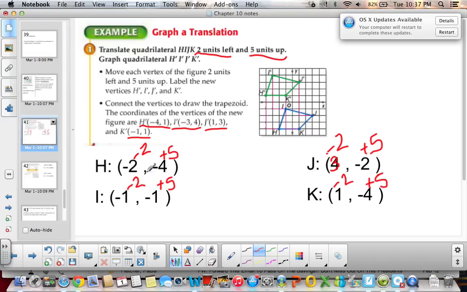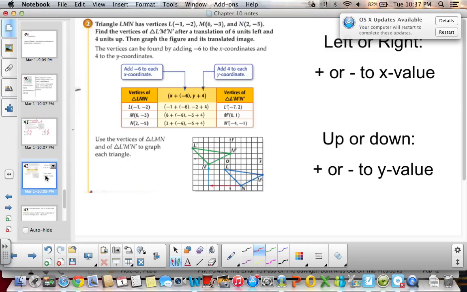So we can see to each x value we're subtracting 2, which is because we went 2 units left. Going left is the negative direction, so we're subtracting 2. 5 units up, so up goes with our y coordinate. So we're adding 5 to each of our y's. Up is positive, so that's why it is +5. So -2 goes with our x, adding 5 goes with our y.